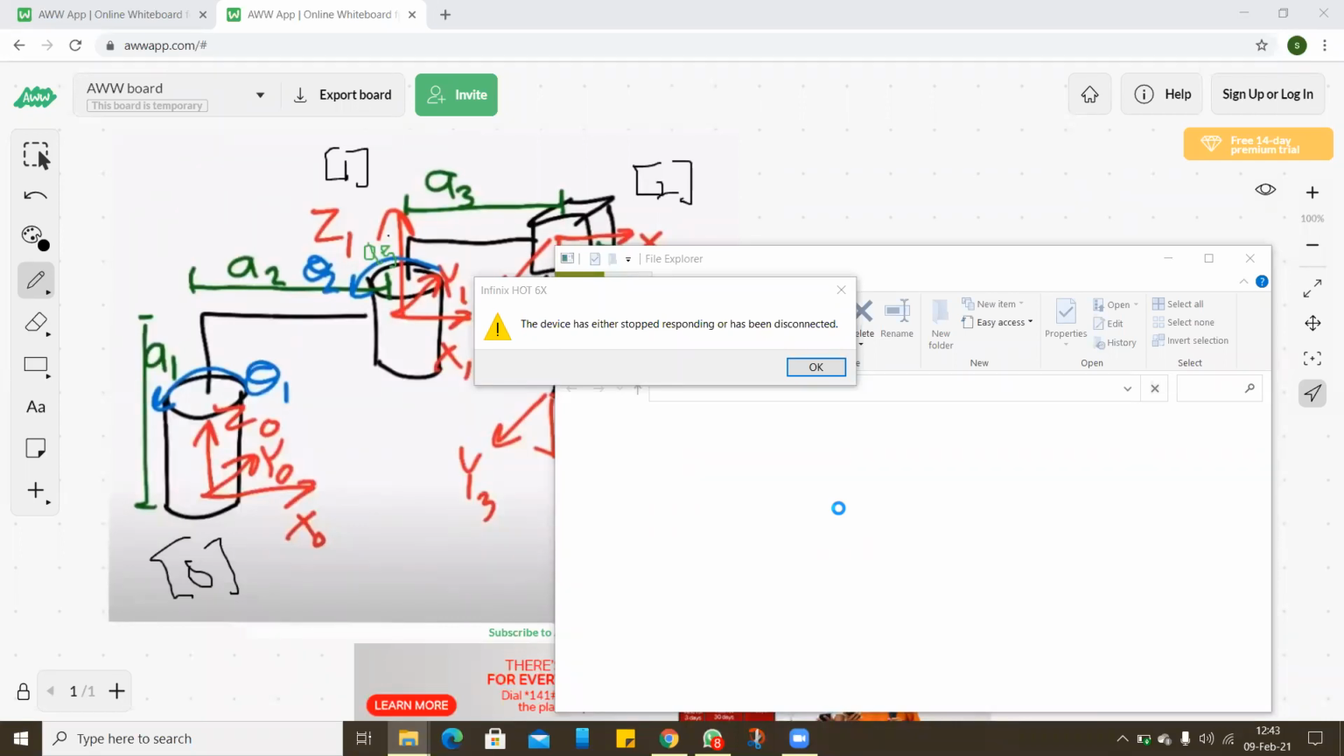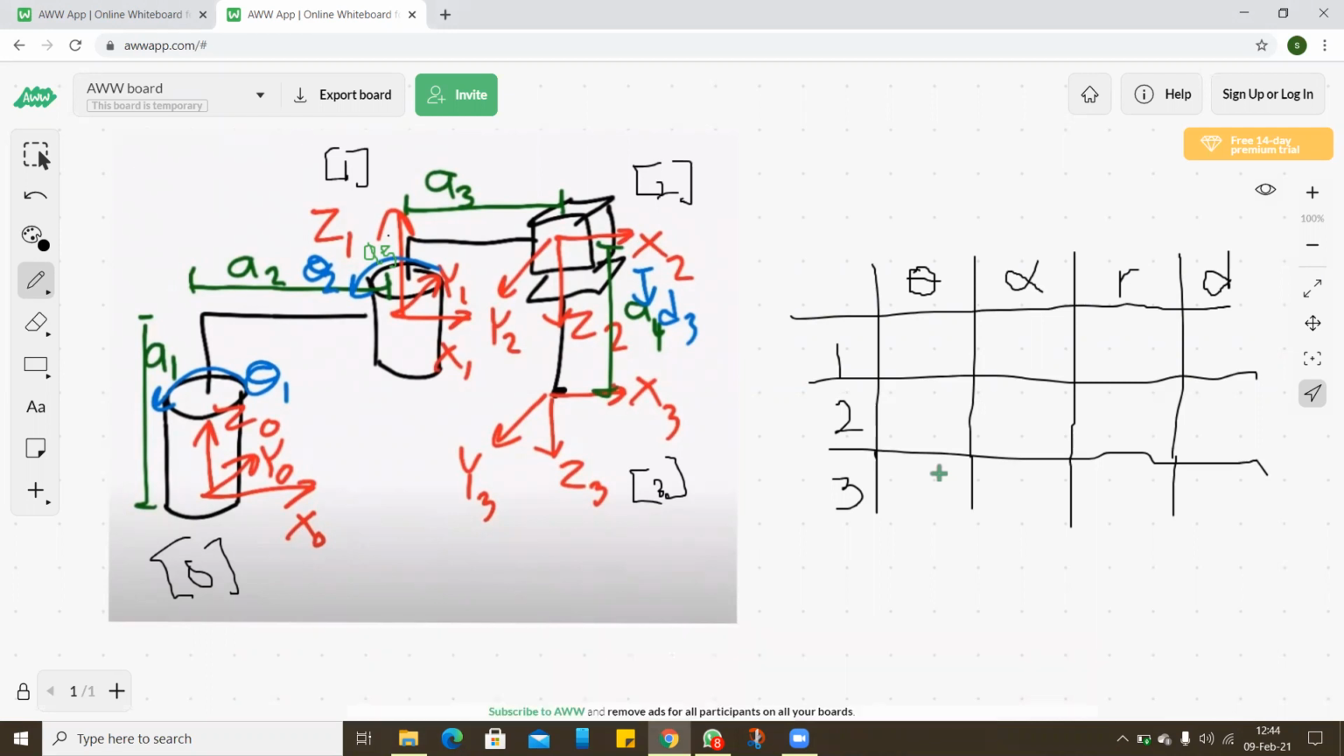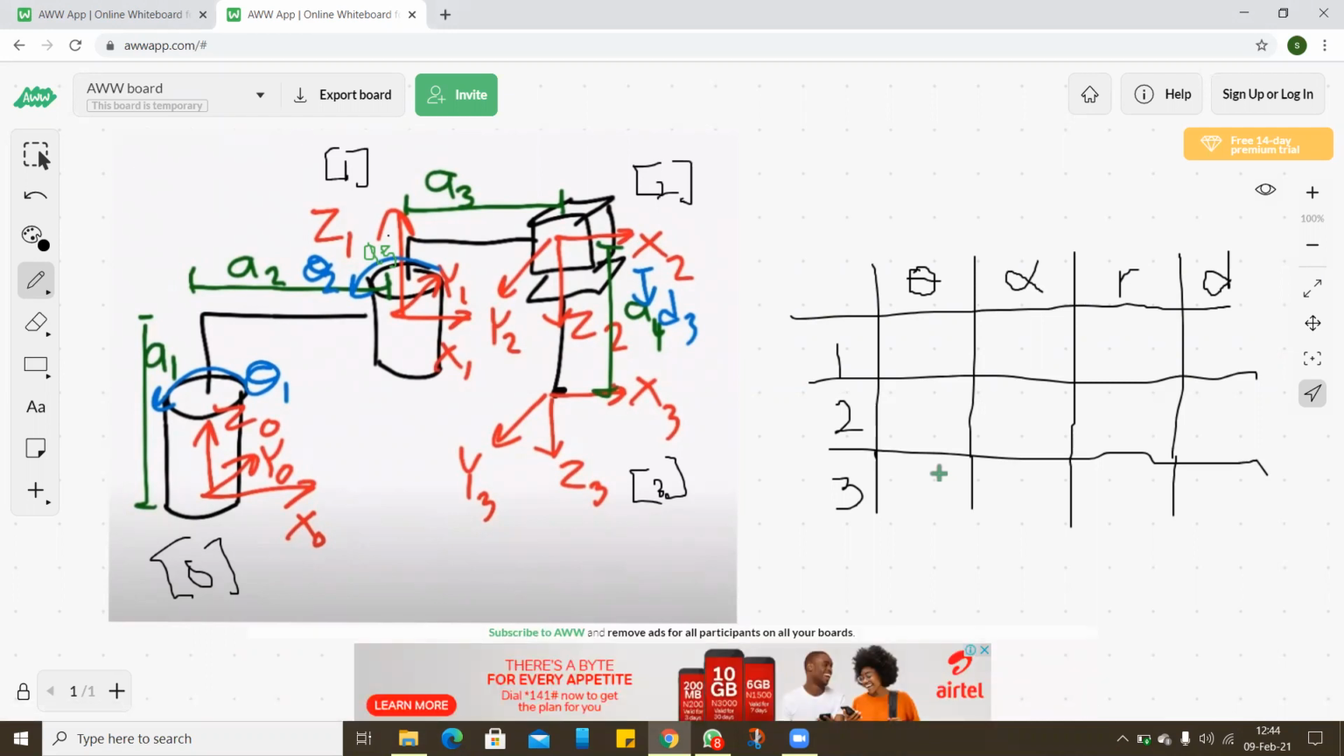And you guys said the first one is theta 1. Why theta 1? The rotation about the Z on the first frame now. You have not convinced me now. I said the rotation about the Z naught, that's the Z on the first frame, the previous Z, that's the starting Z.